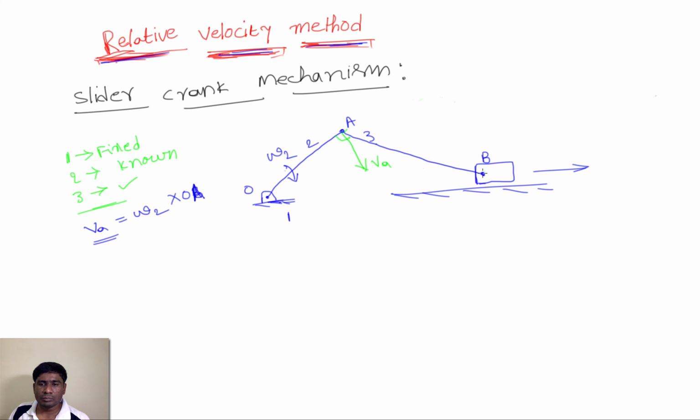And what is the direction of the point B? If you consider point B on the slider, what is the direction of the velocity of point B? It is in this direction, because at this instant this is moving in this direction. And what is the velocity of B with respect to A? That should be perpendicular to the line joining A and B. So this is B with respect to A. That means velocity of B is drawn from the point A.